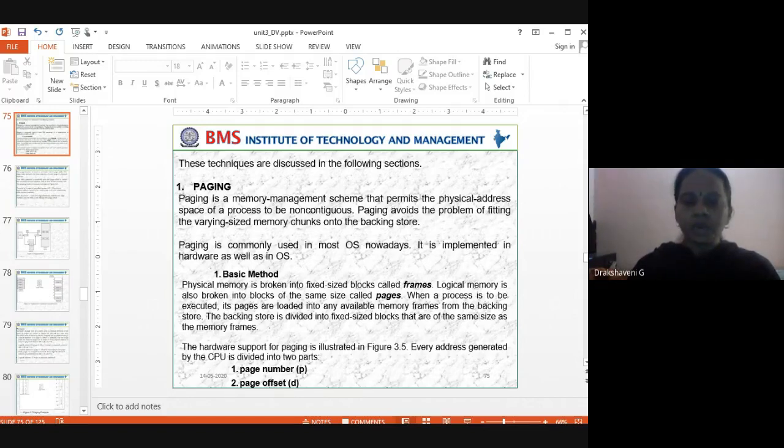That's what we see here. With paging, to store everything, we have divided our hard disk into different forms. You can see here. One second, I'll share.